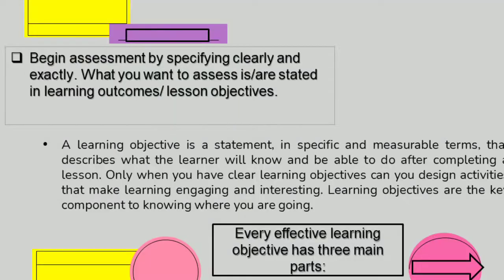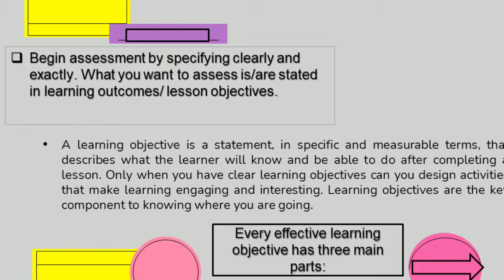Begin assessment by specifying clearly and exactly what you want to assess, as stated in learning outcomes and lesson objectives. A learning objective is a statement in specific and measurable terms that describes what the learner will know and be able to do after completing a lesson. Only when you have clear learning objectives can you design activities that make learning engaging and interesting. Learning objectives are the key component to knowing where you are going.